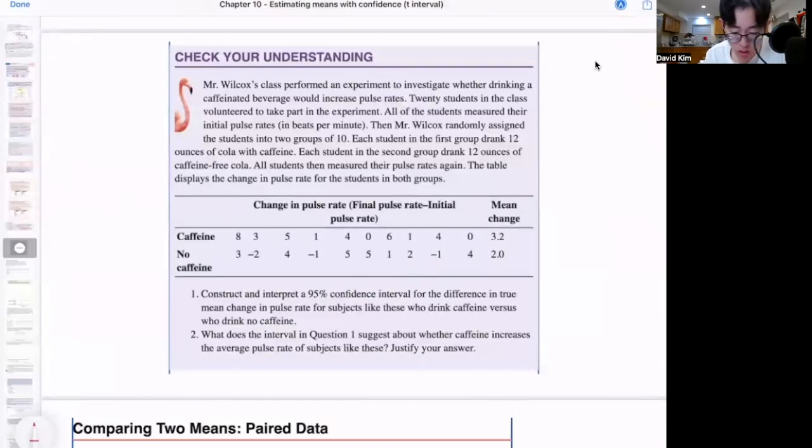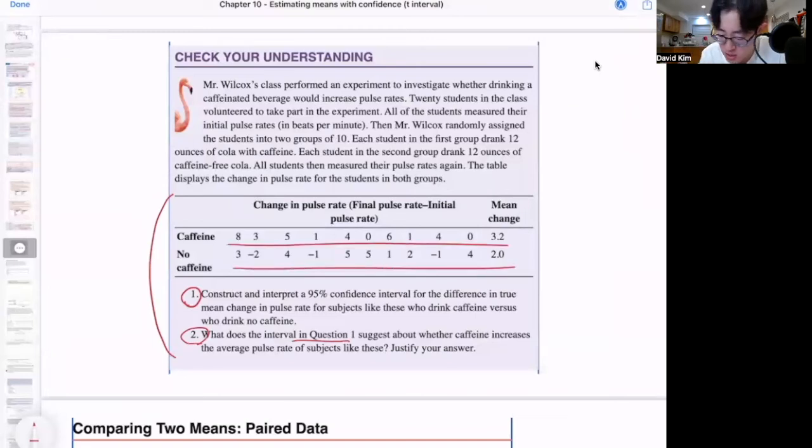All right, so this is your checking for understanding. We have this question here. If you could just pause the video now and work on this. I really want to focus on how to construct a 95% confidence interval, and what the interval suggests about whether the caffeine increases pulse rate and things like that. So try to make this sample 1 and sample 2, subtract them and see the difference. Pause the video, plug it into the calculator, make sure you get those values, and we'll compare the answers.